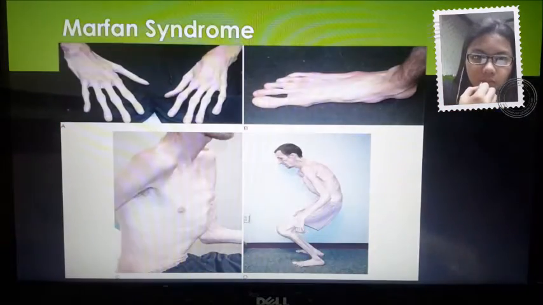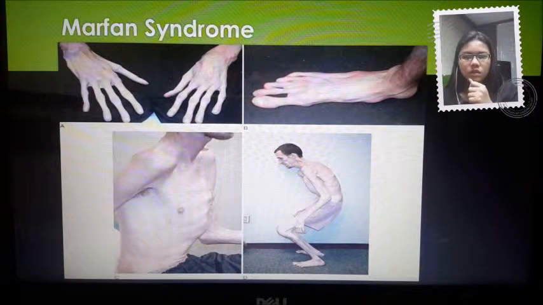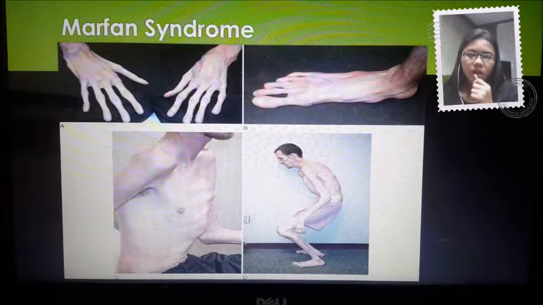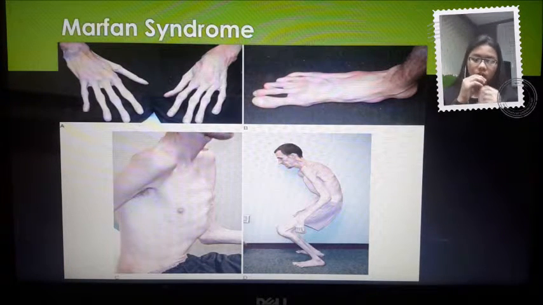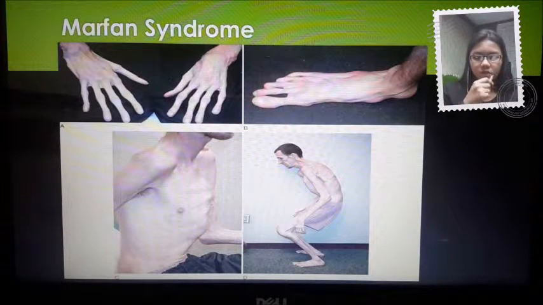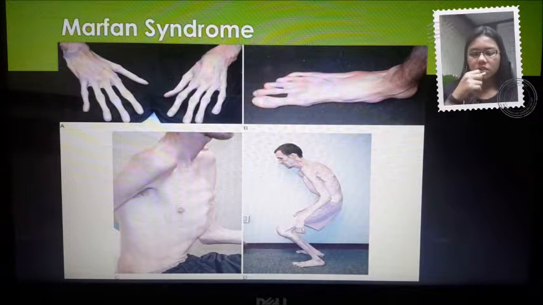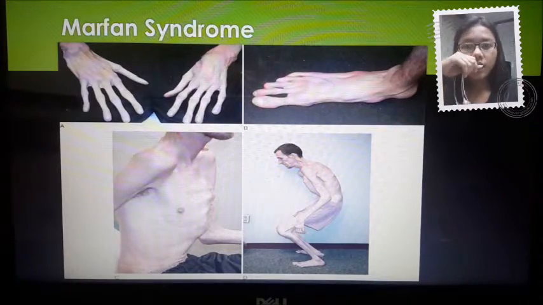Next is the Marfan syndrome, or as you can see in the picture, the elongated fingers and toes, the super thin structure of the body, and if he stands properly, the height is abnormally tall. Marfan syndrome is caused by mutation in FBN1 gene on chromosome 15. So this is also inherited by autosomal dominant inheritance.